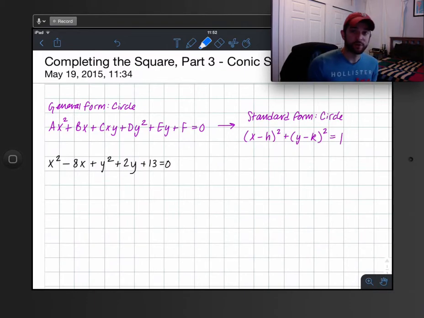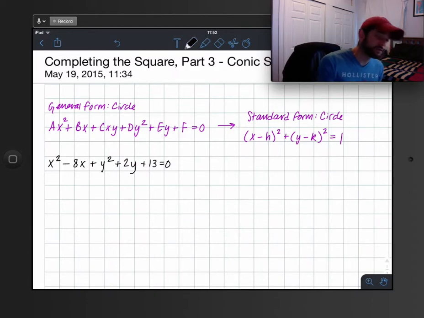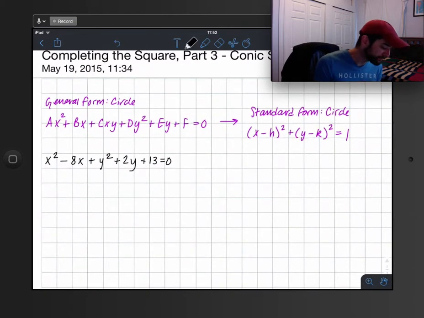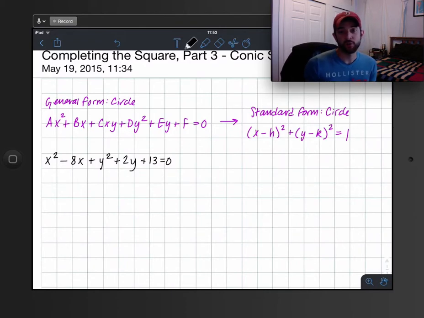So the first example is the general form of a circle into the standard form of a circle. I covered circles in standard form in another video, and I'll leave that in the description as well. So the equation we're going to start with is x squared minus 8x plus y squared plus 2y plus 13 equals 0. Again, we have this long polynomial that we have to switch into what you see on the right side.